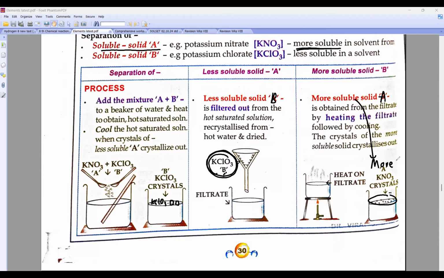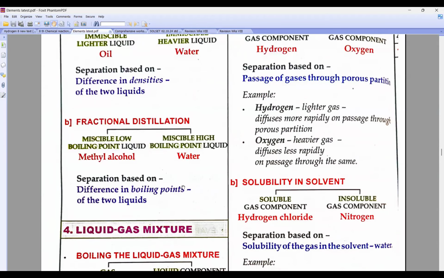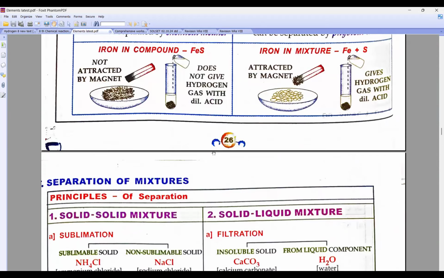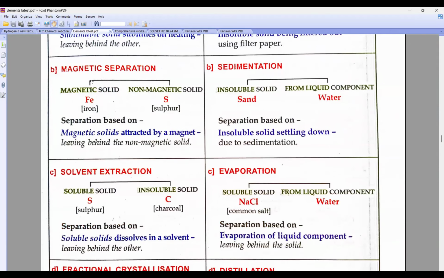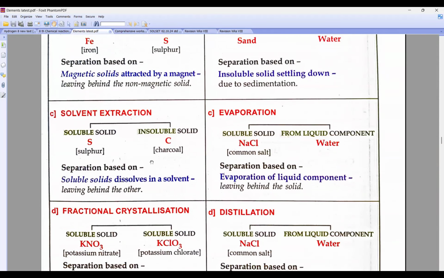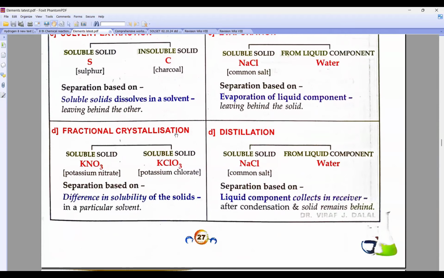We have done all the examples. Clear? Potassium nitrate is more soluble. It will crystallize out later on. Potassium chlorate is less soluble. It will crystallize out first. So the solid-solid technique we have done. For solid-solid, what all things did we do? First we did sublimation, then magnetic separation, then solvent extraction, and fractional crystallization.